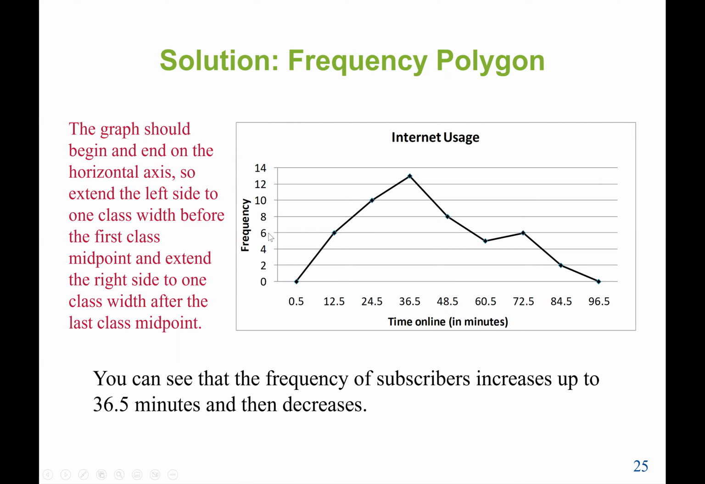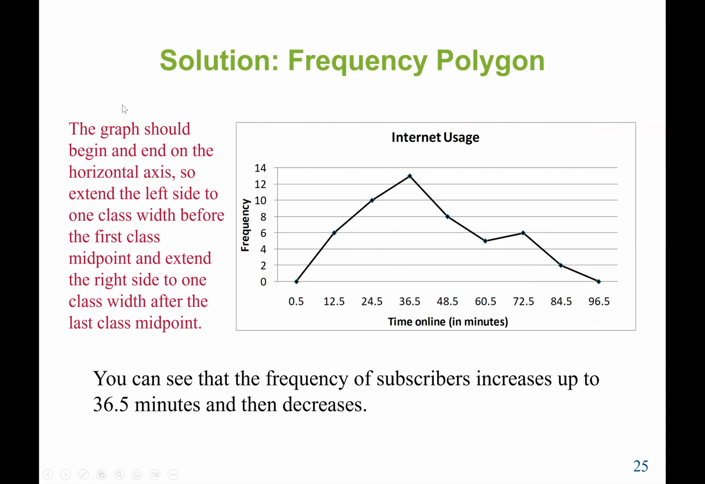We know at 12.5, the frequency is 6. So we have a point there. At 24.5, the frequency is 10. So that point. Then later we join the points with a line. So here we said the graph should begin and end on the horizontal axis. So extend the left side to one class width before the first class midpoint, and extend the right side to one class width after the last class midpoint.